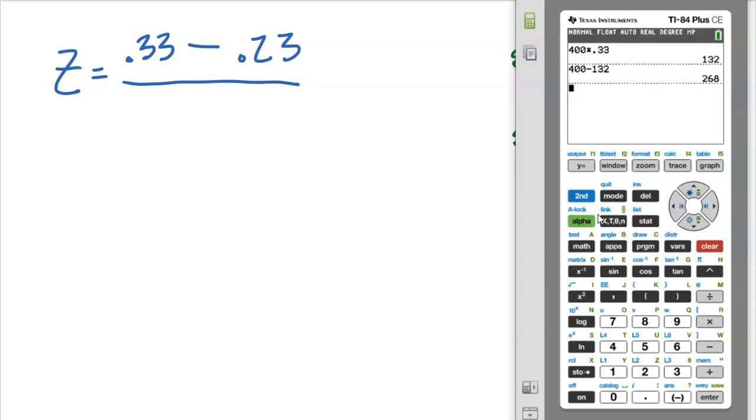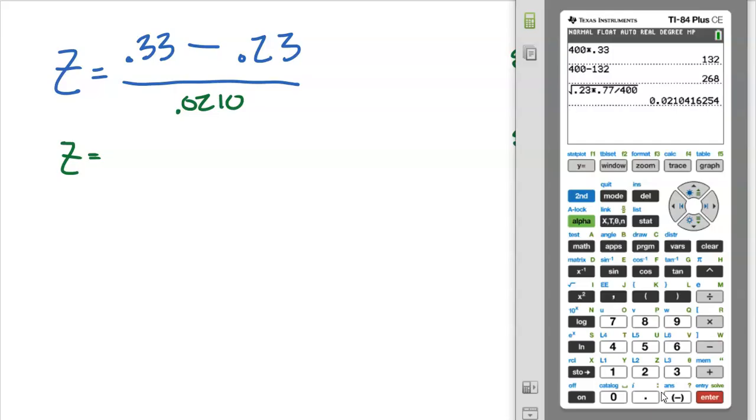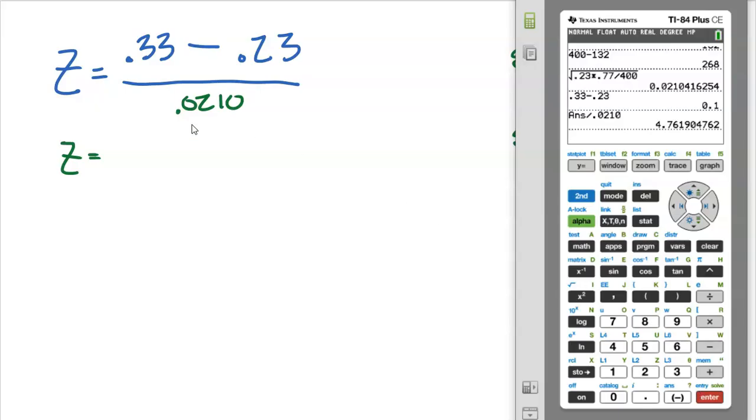So I'm going to go ahead here and grab a square root. Well, what is going on here? Second square root. There it is. 0.23 times 0.77. That's simply 1 minus 23%. Divided by my sample size of 400 gummy bears, and I get 0.0210. That's going to be my standard deviation, actually. So now I'm going to calculate that z-score, 0.33 minus 0.23. I get 0.1 divided by the 0.0210, and I get 4.762.